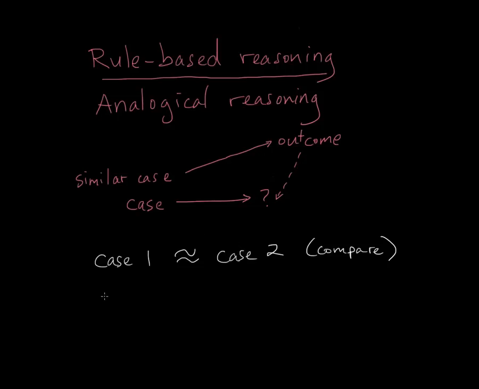But if we think that our case is different to the prior case in some important way, so that the outcome is likely to be different, well, then we distinguish the cases. We say that the cases are distinguishable and that we'll probably get a different result in our case. So in analogical reasoning, we can either compare our case to a prior case or distinguish our case from a prior case.